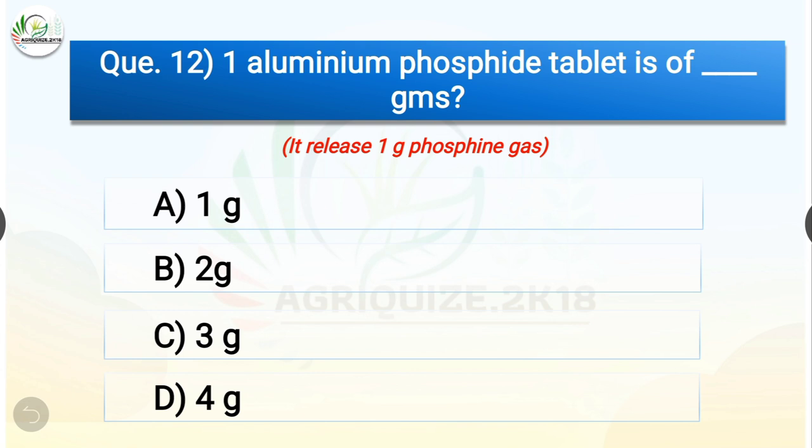Question number 12. 1 aluminium phosphide tablet is of dash grams. The options are 1 gram, 2 gram, 3 gram or 4 gram. The correct answer is option C, 3 grams. So 1 aluminium phosphide tablet is of 3 gram. It releases 1 gram phosphine gas. Question number 13.